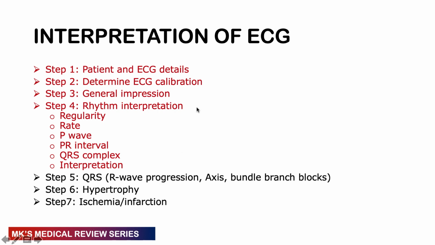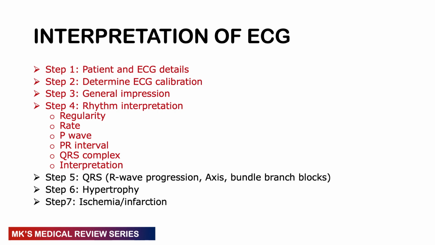So step 1 is, of course, checking the patient and ECG details. Step 2 is determination of ECG calibration, very easy to do. Step 3 is getting a general impression of the ECG. Step 4 is rhythm interpretation, which I break down into regularity, the rate, the P waves, assessing the PR interval, the QRS complex, as well as giving your final interpretation of the rhythm, whether it's a normal rhythm or an abnormal rhythm, whether it's a sinus rhythm, a sinus tachycardia, a sinus bradycardia, and so on and so forth.